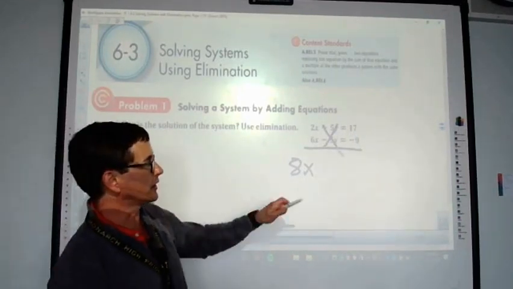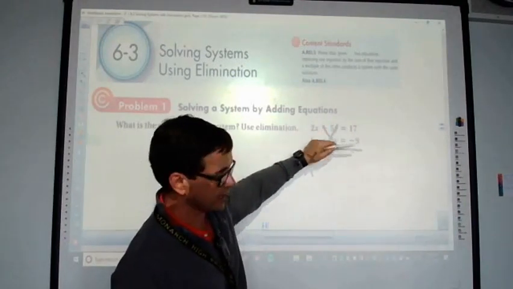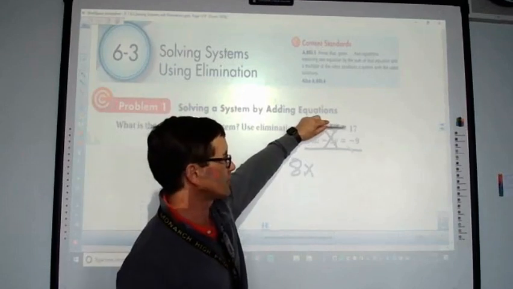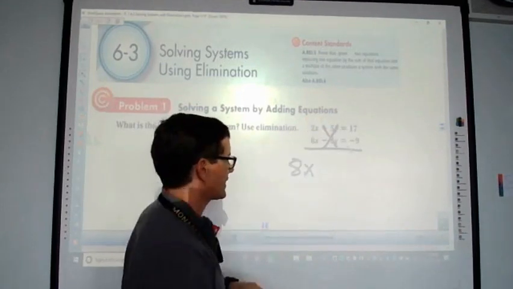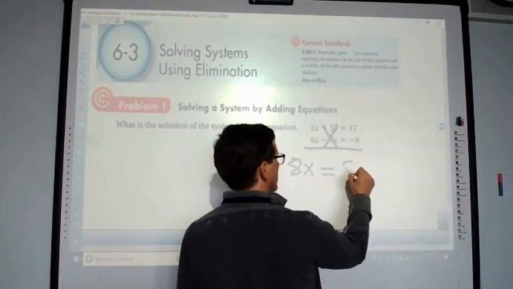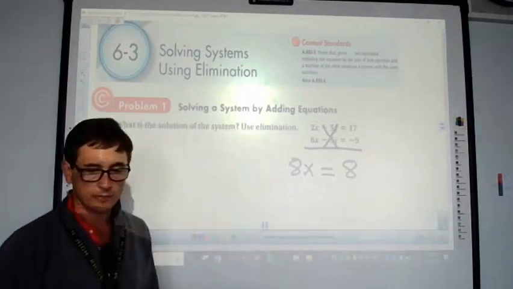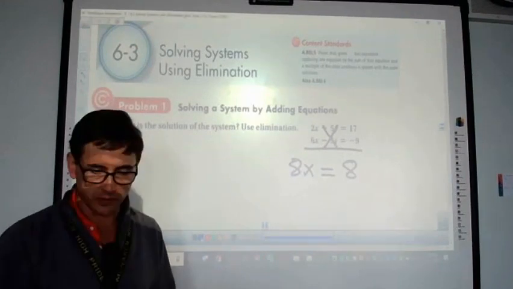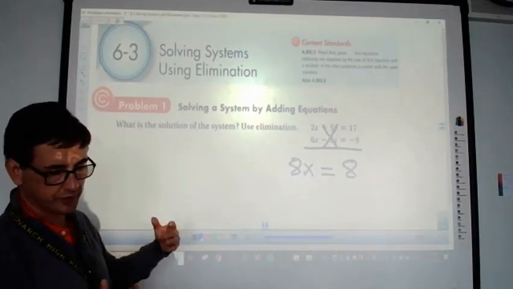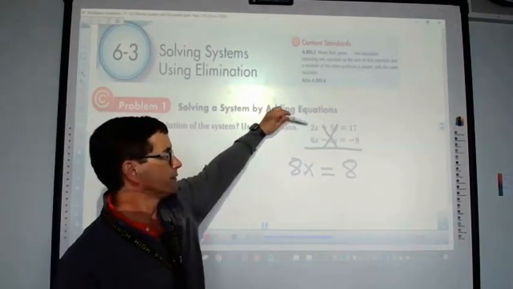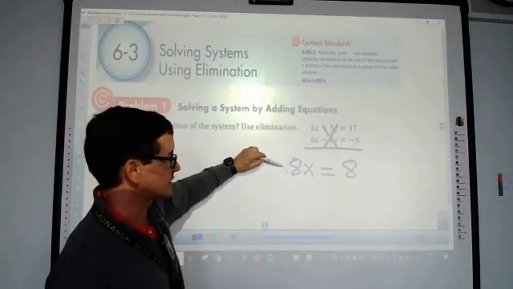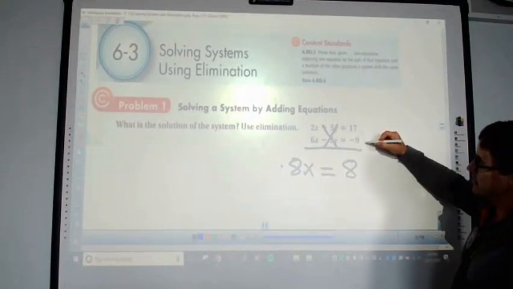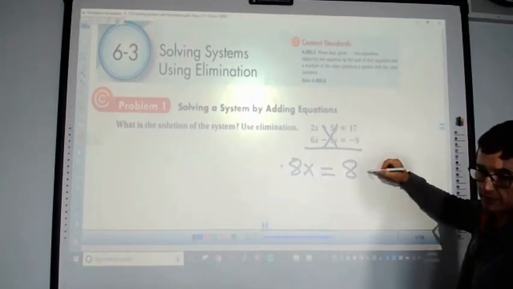And then when I look over here at 17 and negative 9, right? Negative and minus are the same thing. So I'm just thinking 17 minus 9, which is 8. So just to review, because that always confuses students kind of right off the bat, 2x plus 6x is 8x. And then over here, I'm just thinking 17 minus 9 is 8.